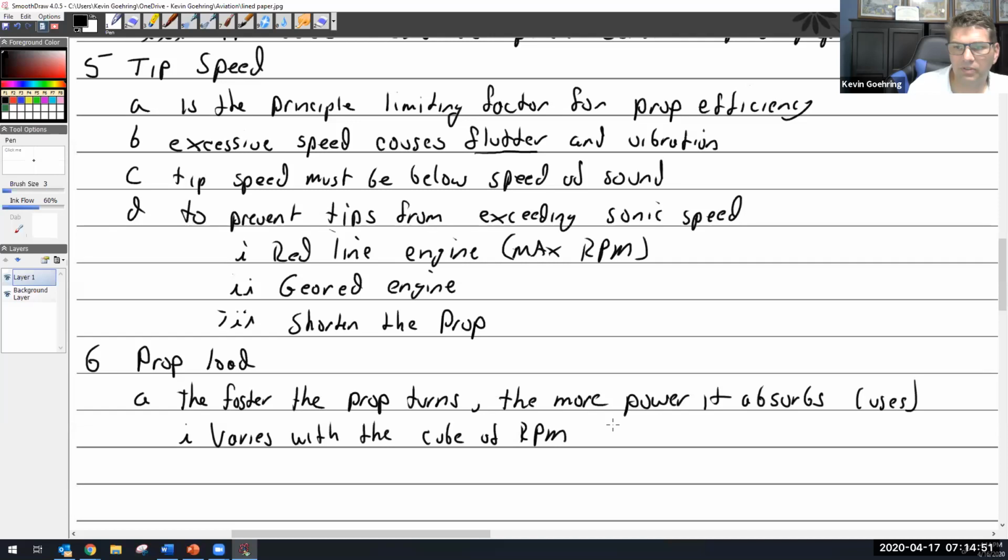So in other words, double the RPM and you will have 8 times, because 2 cubed is 8. You will have 8 times the power required, 8 times the power used, absorbed.